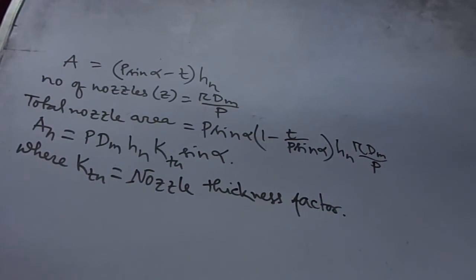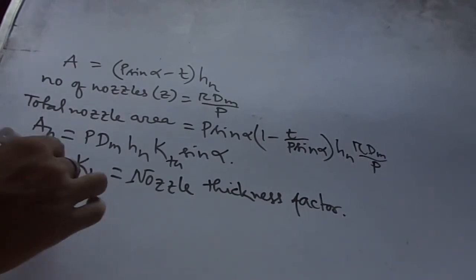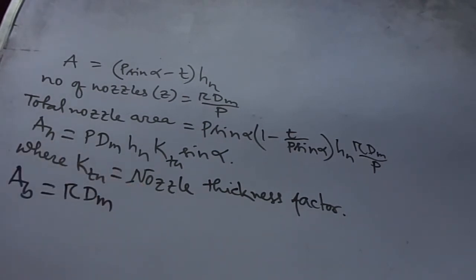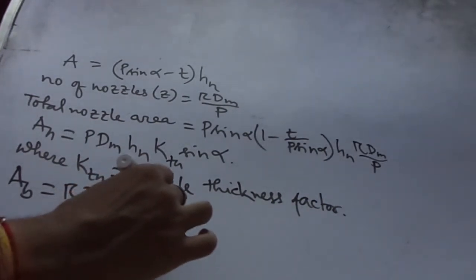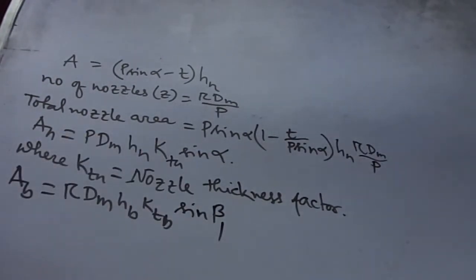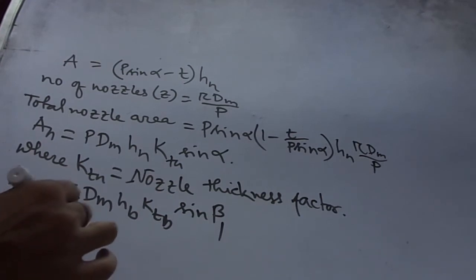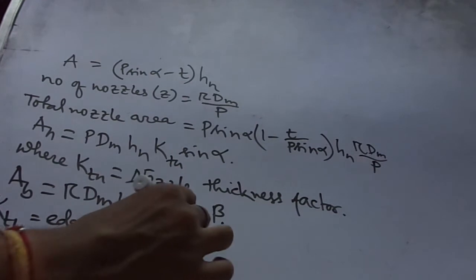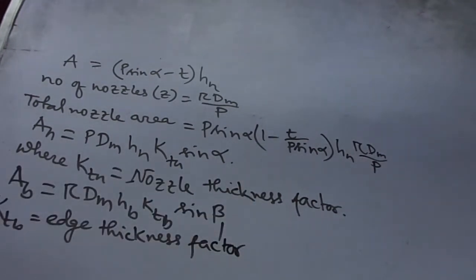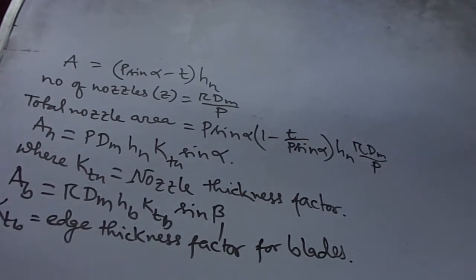Similarly, it can be shown that the area available for flow at the entrance to the blade, A_B, is equal to pi d_m H_B K_tb sin beta 1, where K_tb is the edge thickness factor for blades.